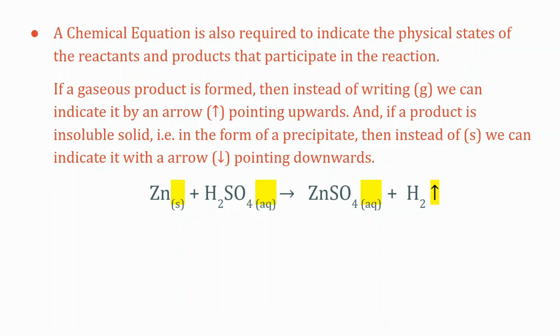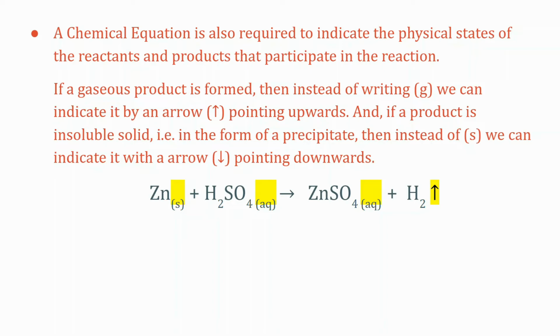Okay, you can see that on the right hand side there is a formation of H2. That means your H2 is released outside, that means it's a gas. So instead of writing G below, you show it with an upward arrow. And if a product is an insoluble solid, that is in the form of a precipitate, then instead of writing solid or S, we can indicate it with an arrow pointing downwards. In this example, you don't have any precipitate showing an arrow.